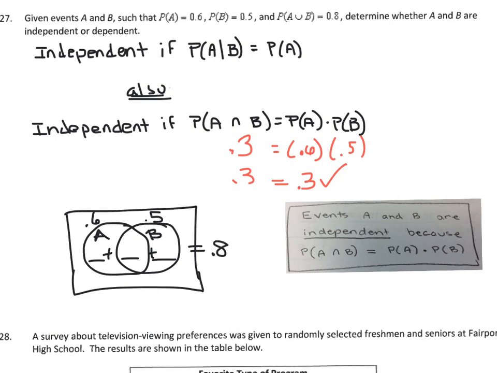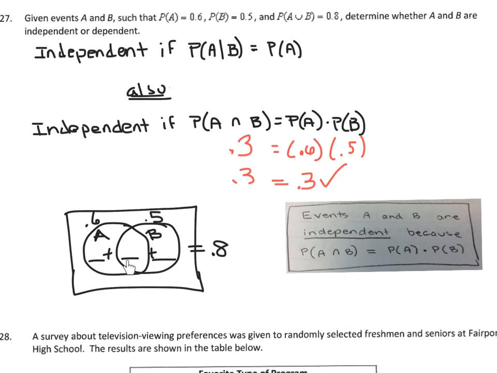Okay, so if we want to find the AND, it's actually really easy to do. If you were to add up these two numbers on top, they would add up to more than 0.8. The reason they would add up to more than 0.8 is because this middle number was accounted for within the 0.6 as well as the 0.5. It was accounted for twice.